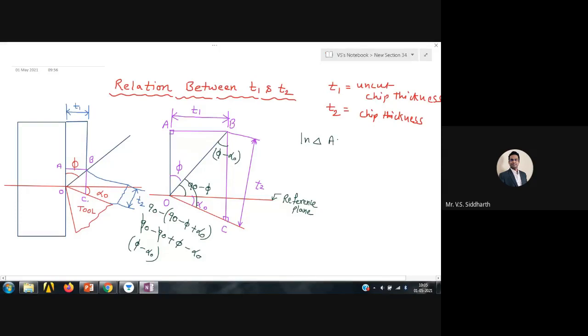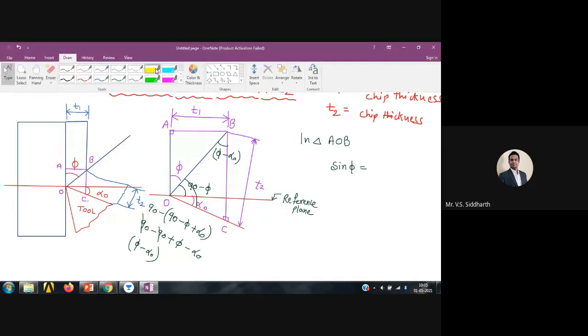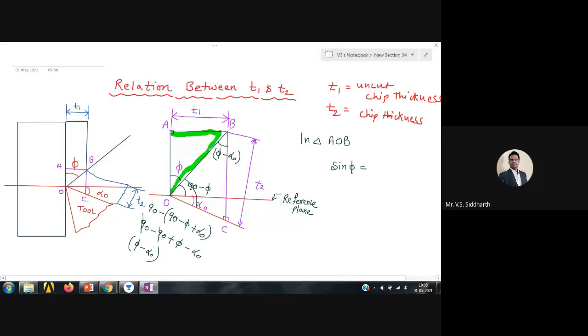In triangle AOB, what is sine phi? Tell me. In triangle AOB, AOB means this triangle. In this triangle, tell me what is sine phi. T1 upon OB. T1 upon OB. Yes or no?